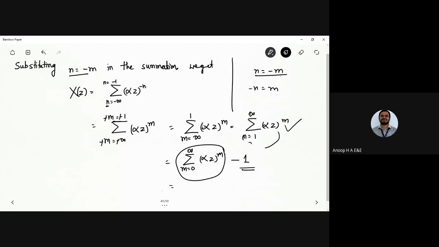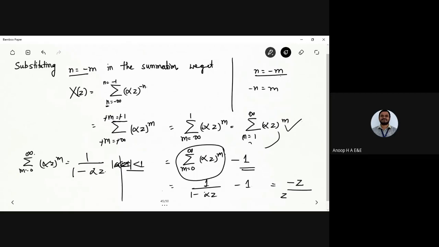I accept it. So now what I can write here is sigma m equal to 0 to infinity alpha z power m. That would be 1 divided by alpha z, where mod alpha z would be less than 1. Now I can write it as 1 divided by 1 minus alpha z, minus 1. So at the end, you are left with minus z divided by z minus 1 by alpha. After modifying everything, you have this function as minus z divided by z minus 1 by alpha. So can anyone tell me its ROC?